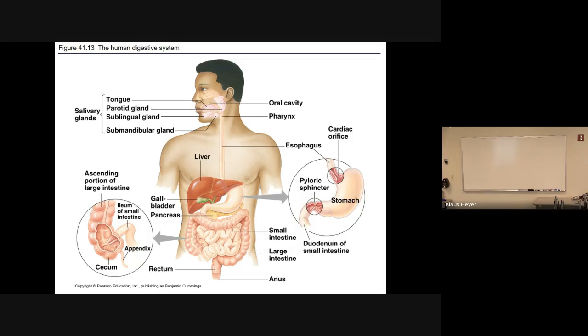Then the food goes into the large intestine. The large intestine is going to take water back, reclaim water, because this food is liquid. It's going to be leaving the body, so you don't want to lose that water.